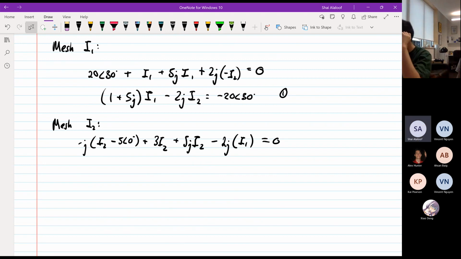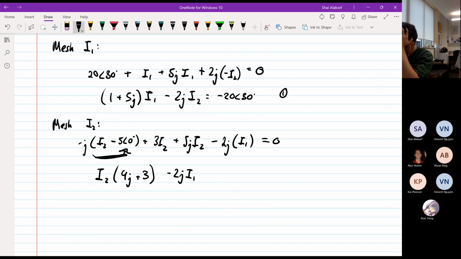So once again, I'm just going to group my like terms. So minus J plus 5J, so 4J plus 3, and then on it should be minus 2J I1, and then there's just a 5J at the front, so equals negative 5J if I move that to the other side. Cool.